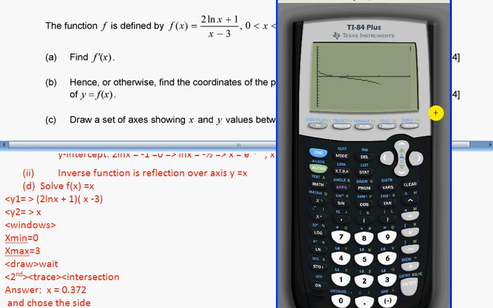Now second line. Right. Then we find intersection. Second trace, intersection. Intersection is number 5. So guess first curve. Here we press enter, enter, and enter.